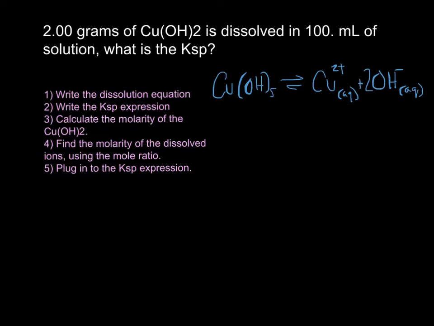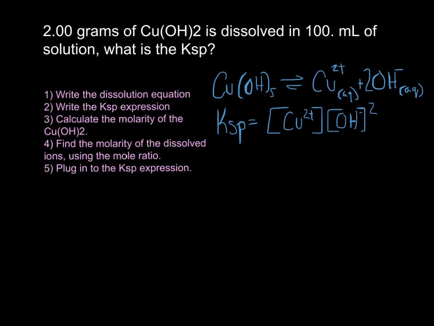The second thing is that we also want to write our Ksp. So Ksp, we know, is equal to the concentration of the copper multiplied by the concentration of the hydroxide raised to the coefficient 2.